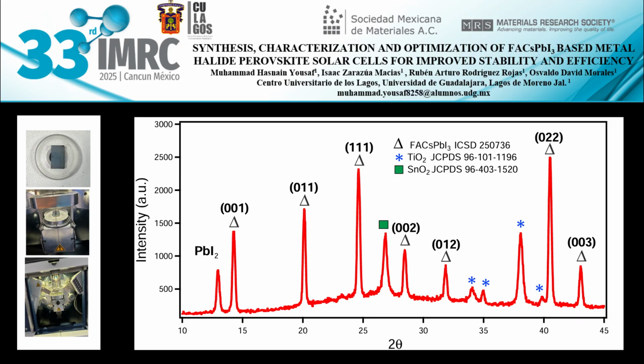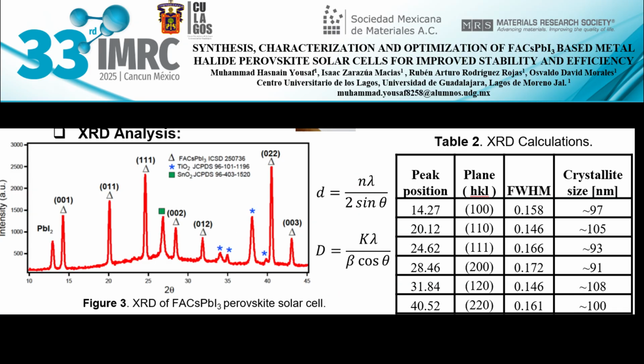We get the 2 theta and full width at half maximum values, which we use to find the d-spacing using Bragg's law and the crystal size using the Scherrer relation. We get a mean crystal size of approximately 95 nanometers. All calculations are shown in the table.